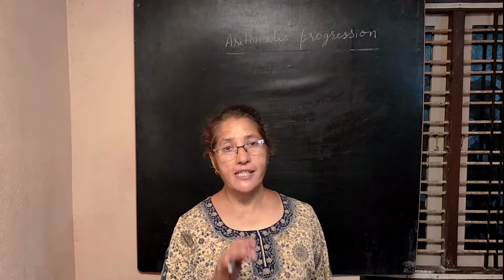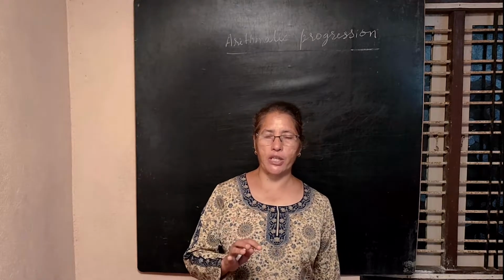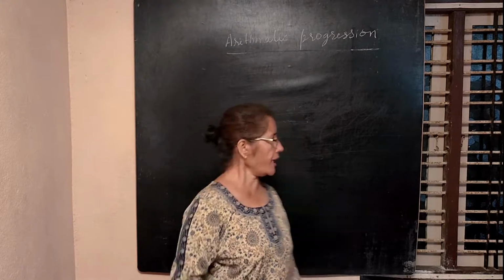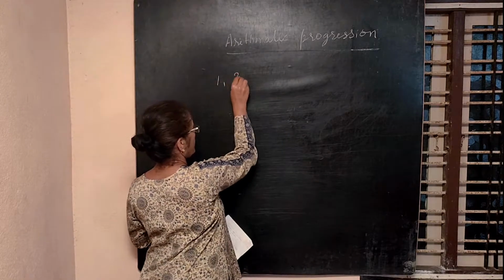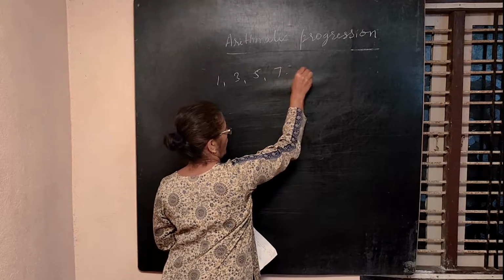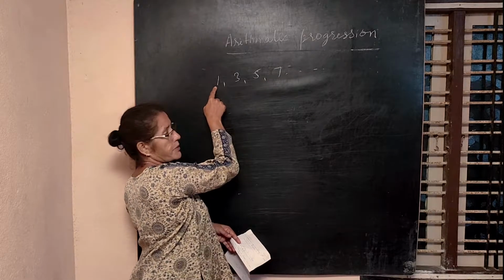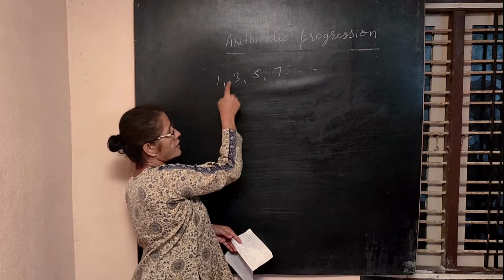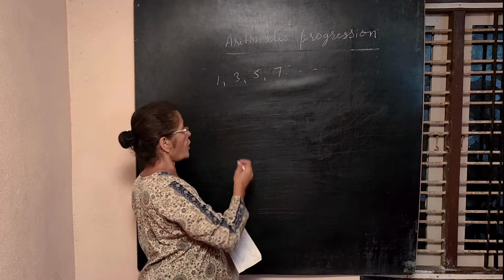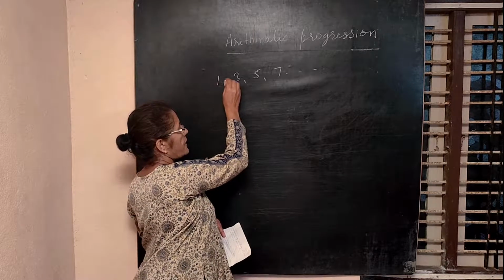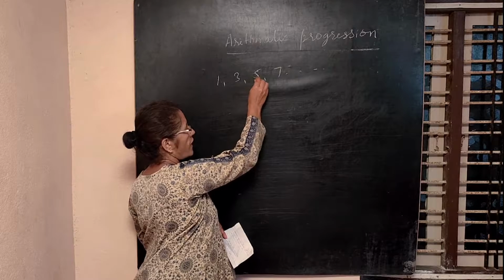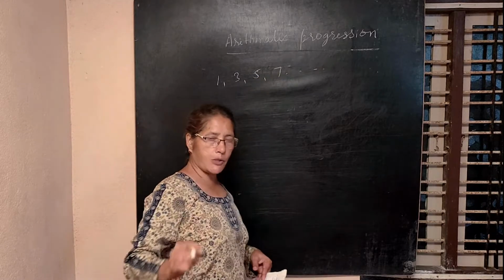Now, if I say in an arithmetic progression 1, 3, 5, 7 and so on, the first term is 1 and the constant difference is 2. So how can I say that? 1 plus 2 is 3, 3 plus 2 is 5, 5 plus 2 is 7 and so on.